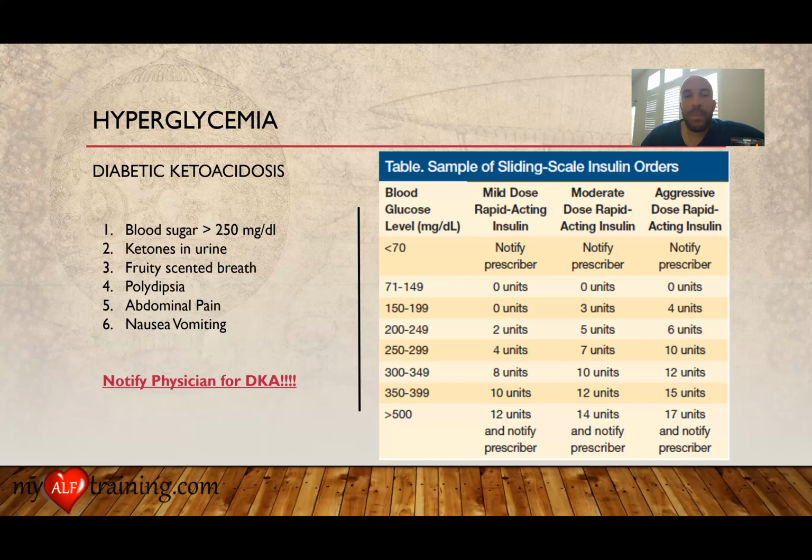Now, what's the difference between hyperglycemia and diabetic ketoacidosis? Other than diabetic ketoacidosis beginning somewhere around 250 milligrams per deciliter. Well, if the blood sugar is greater than 250 milligrams per deciliter, the first thing, as you saw from the last slide, is we should assess the patient for DKA.